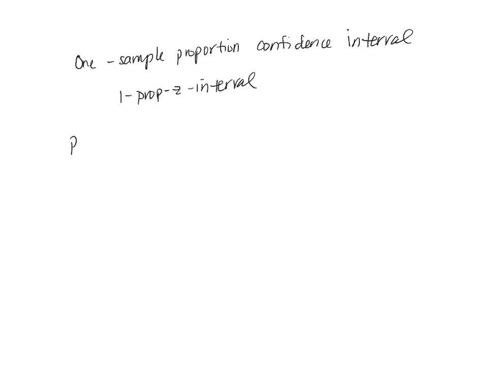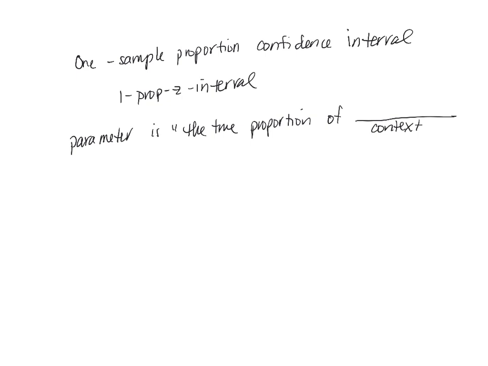The parameter of interest is the true proportion of whatever. So this is in context. Okay, so the true proportion of U.S. children who are sick of school. Whatever, okay, in the context.